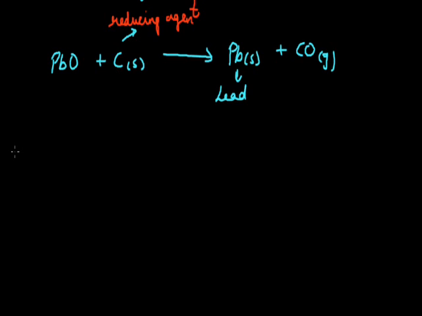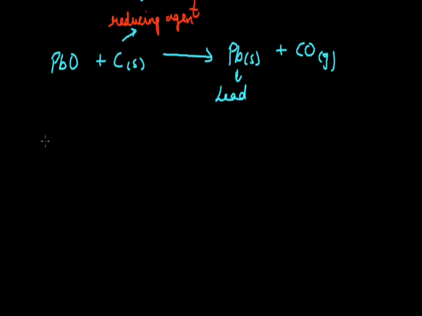Now the only disadvantage of using carbon as a reducing agent is that small traces of carbon are added to the metal as impurity. So this is a small disadvantage. Otherwise here carbon, that is coke, is used for reducing.